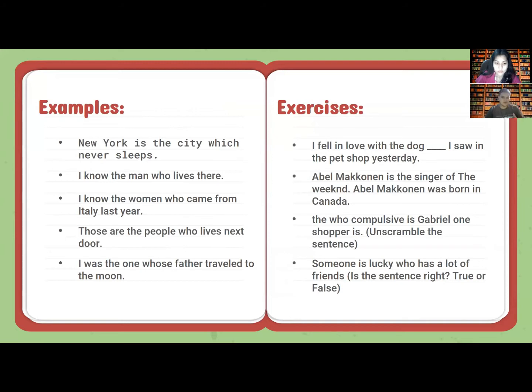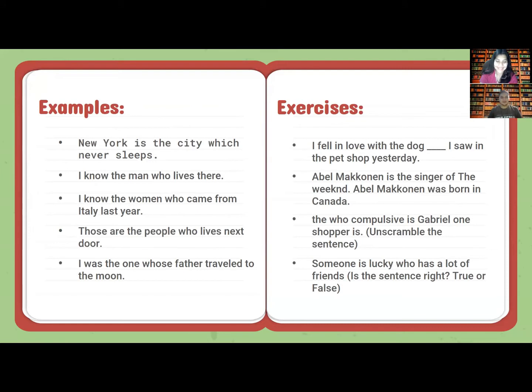I know the women who came from Italy last year. So the subject relative pronoun "who" doesn't change even if I'm referring to a female noun, in this case, the women. Also, those are the people who live next door. I'm talking about a group of people. So it doesn't matter if I'm talking about a group of people, a female or a male, a singular or plural noun. The subject relative pronoun doesn't change.